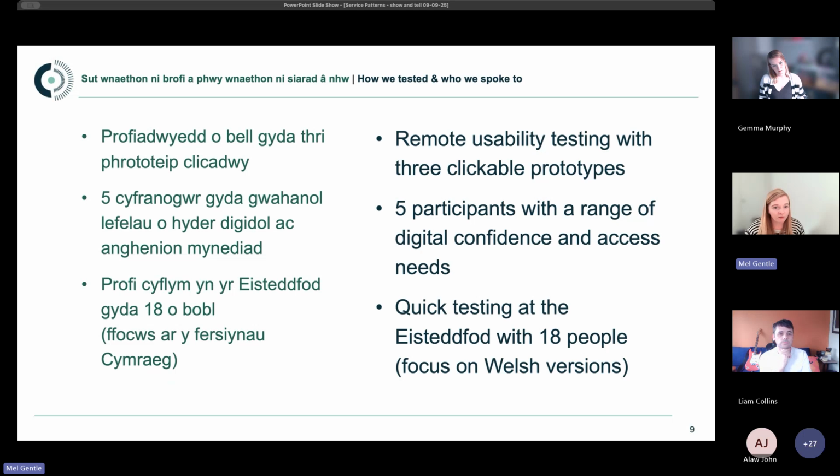We also did more light touch testing at the Eisteddfod, and we spoke to 18 people, mainly Welsh speakers and learners, to understand how clear and natural the versions felt. So it's more quick testing that we did there. We got a bit of depth through the full remote testing, and then the breadth, looking at a wider range of voices, at the Eisteddfod.